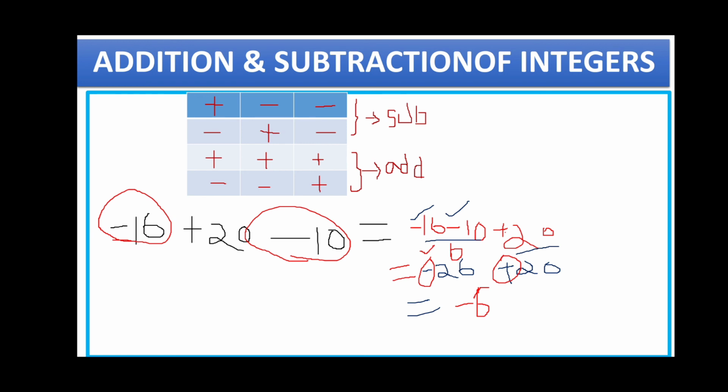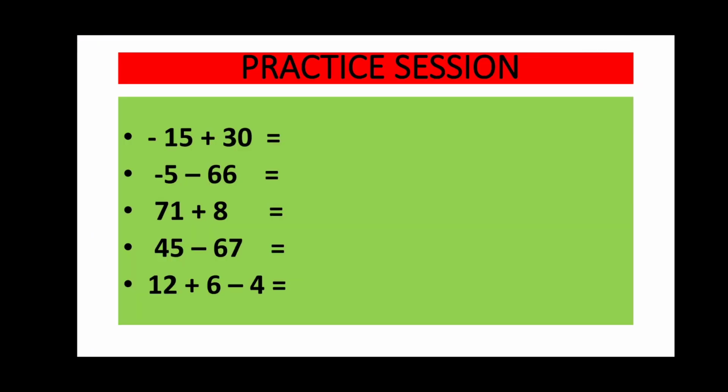Now let us see the practice session. Minus 15 plus 30, minus 5 minus 66, 71 plus 8, 45 and minus 67, 12 plus 6 minus 4. As we have done already, these are the sums given in the practice session. Do the practice and your answers will be at the end of the session. If you have any doubts, let me know in the comment section.